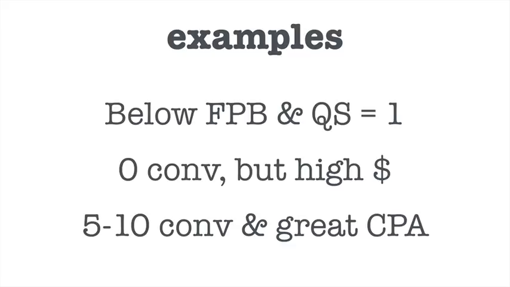Another rule might be if I've got a range of a number of conversions. In other words, if I've got multiple conversions on this keyword and a great CPA, again relative to your average and whatever great means for you for that particular account, then do Y. Bid up, probably, in that case.